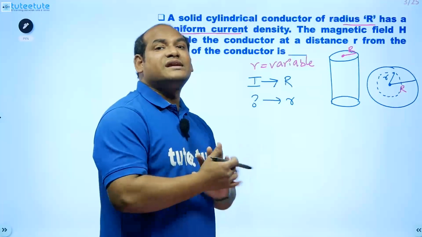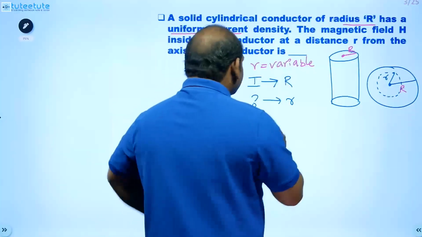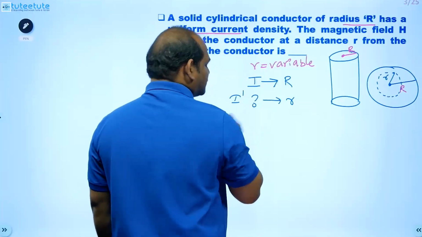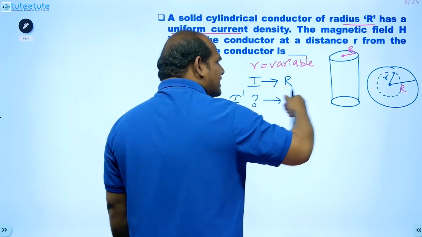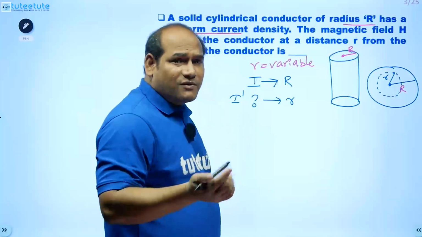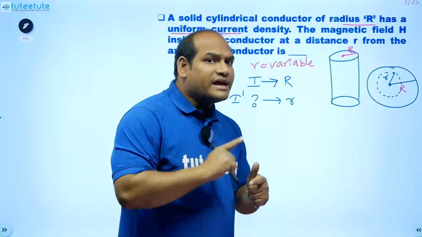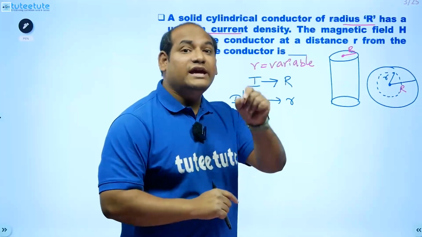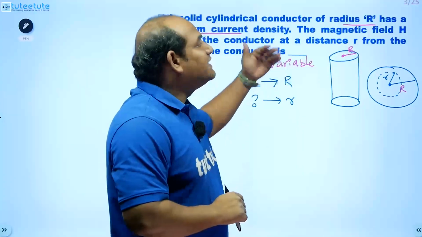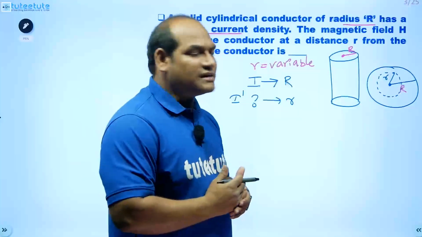So we need to get the relation among these four things now. So assume this current is, for example, I dash. Generally, what type of cross-sectional area is there? Circular cross-sectional area is there. Why am I taking circular cross-section only? They told that uniform current density is available. So density means we have to calculate with respect to area.